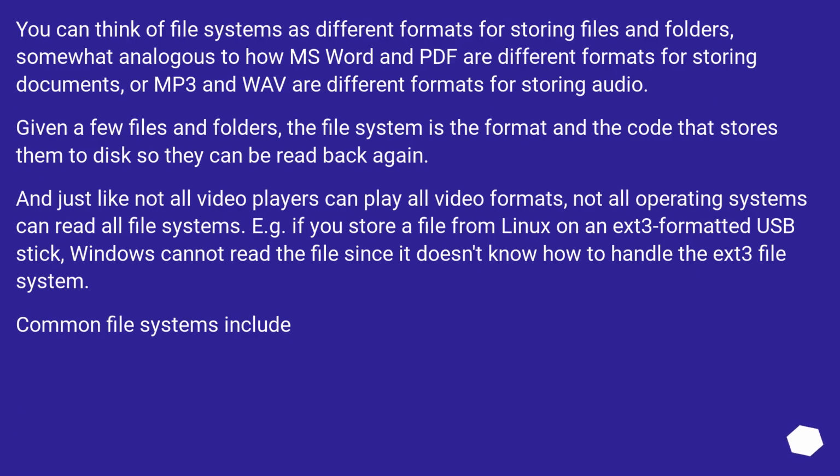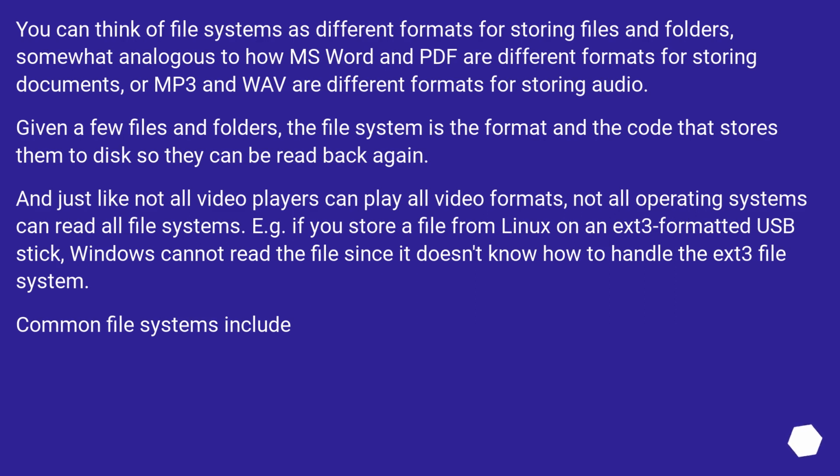You can think of file systems as different formats for storing files and folders, somewhat analogous to how MS Word and PDF are different formats for storing documents, or MP3 and WAV are different formats for storing audio. Given a few files and folders, the file system is the format and the code that stores them to disk so they can be read back again. And just like not all video players can play all video formats, not all operating systems can read all file systems. For example, if you store a file from Linux on an ext3 formatted USB stick, Windows cannot read the file since it doesn't know how to handle the ext3 file system.